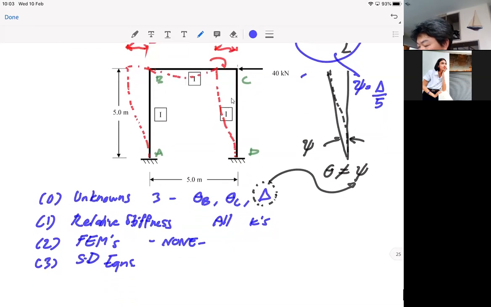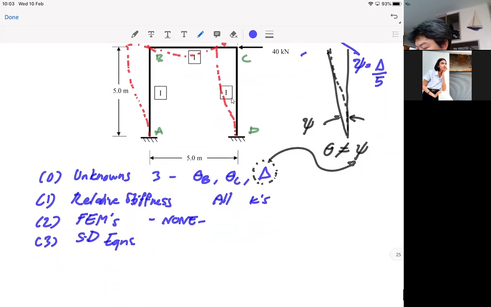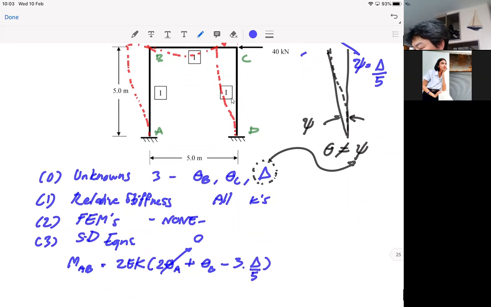Now, if you can recall, your slope deflection has a theta term and then the psi term. So you need to turn this delta into the psi term. So right here, psi is equal to delta over 5. Now we can write MAB. That's 2EK times 2 theta A, which is 0 because you have the fixed support, plus theta B minus 3 psi. Psi is delta over 5 and no fixed end moment.